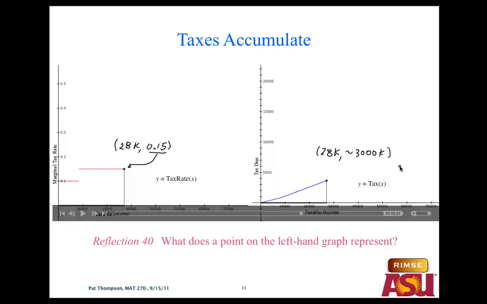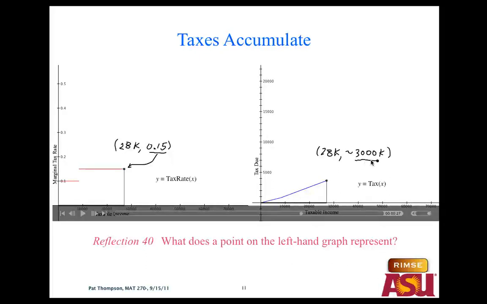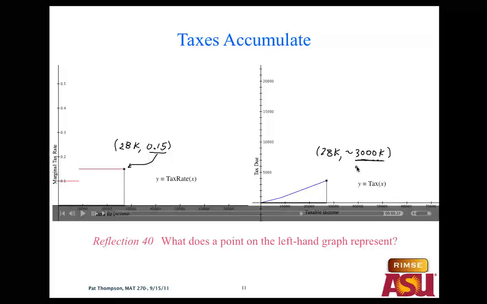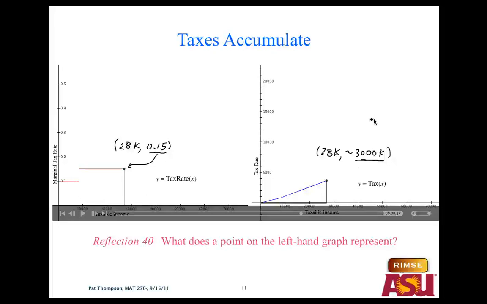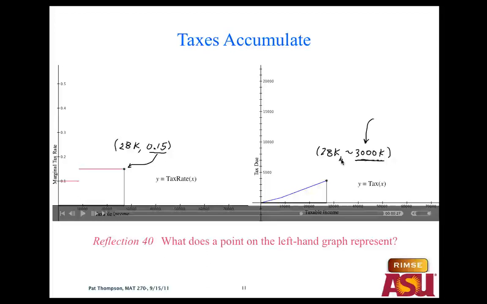Were you going to say something? It sounded like you were. No, you're good. Okay, so this point over here for a taxable income shows the taxable income and the corresponding what? Tax on what? Let's be very specific about what that number represents relative to the $28,000 that you made.